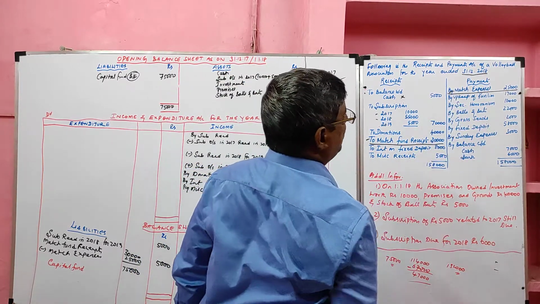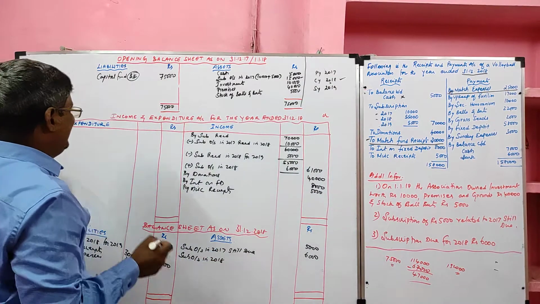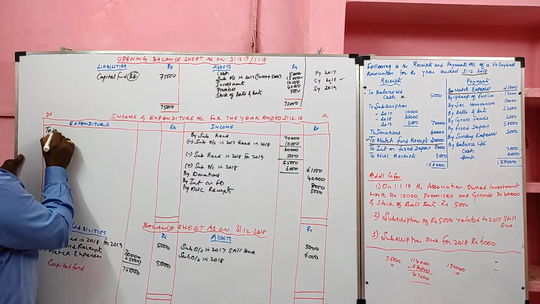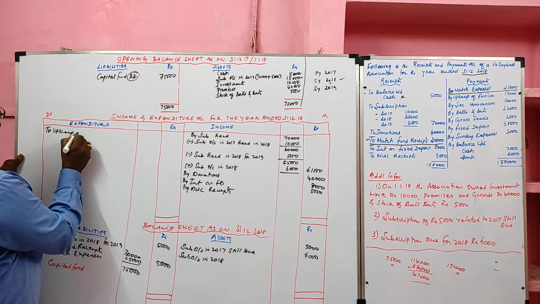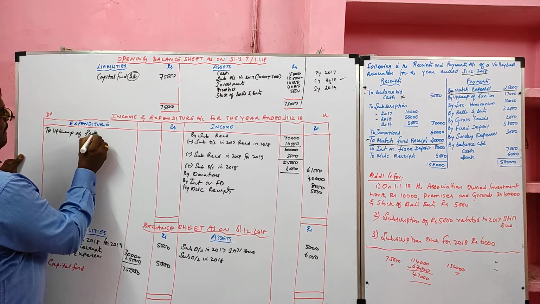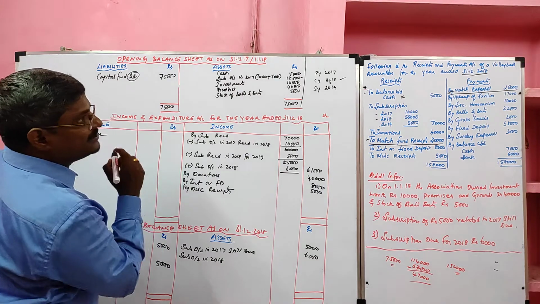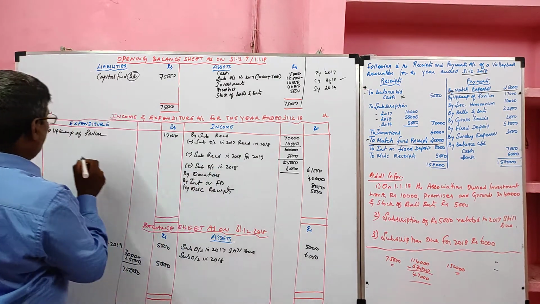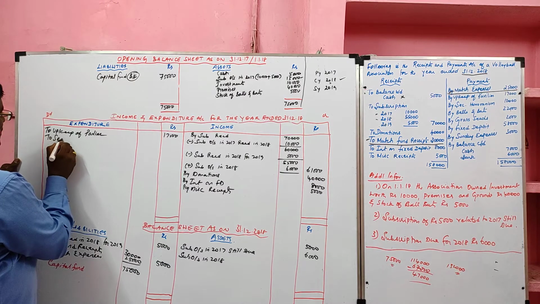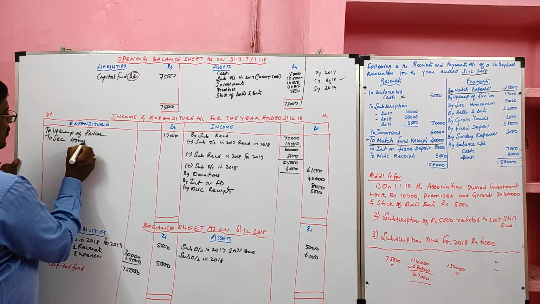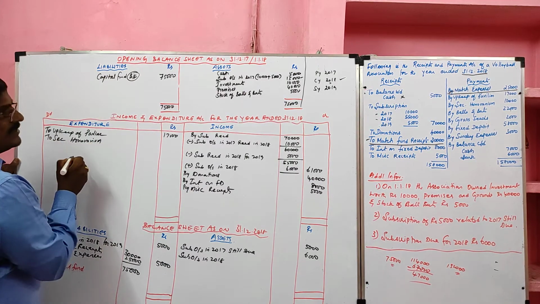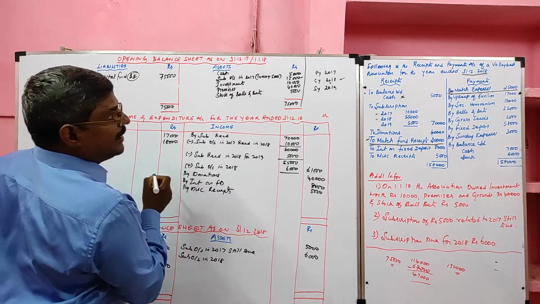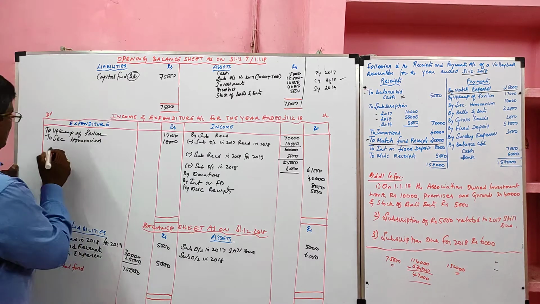Then we have upkeep of pavilion. It is a revenue expenditure recorded in the expenditure side. Upkeep of pavilion, its value 17,000. Then we have secretary honorarium. Rupees 18,000. Then balu bats.